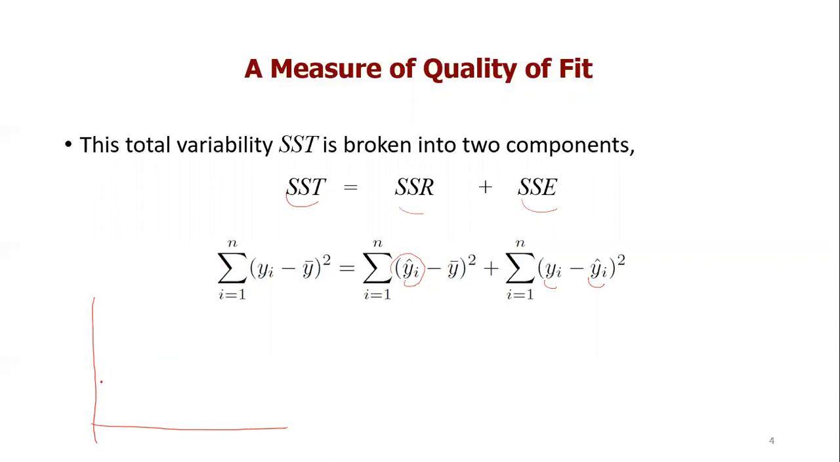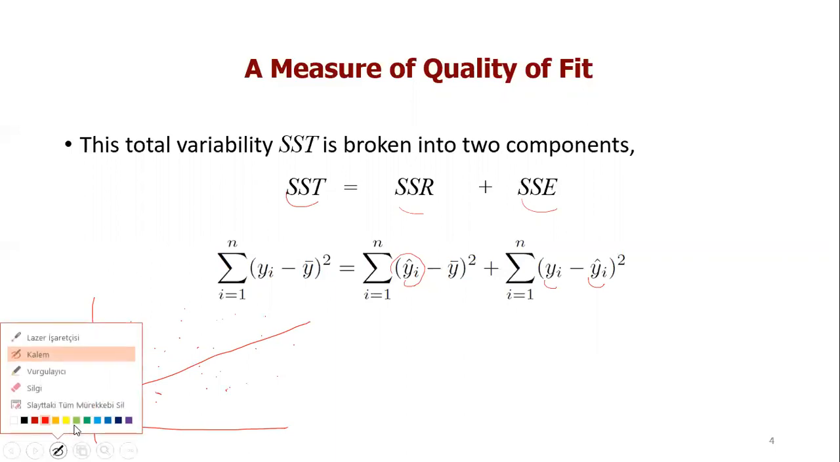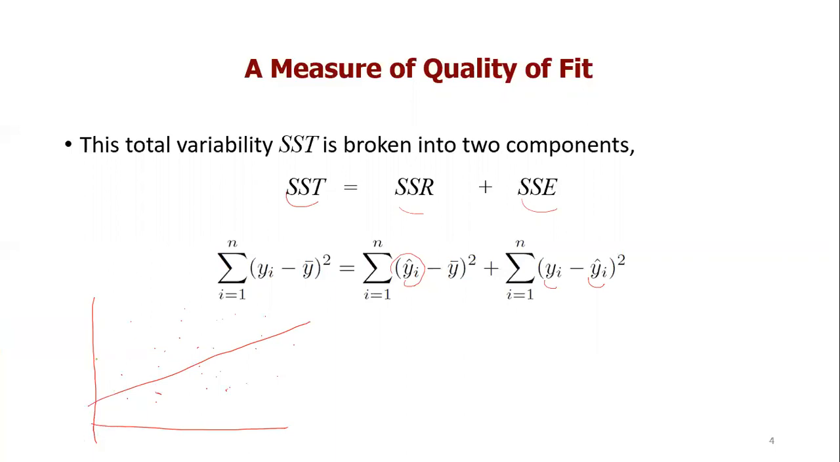So assume this is the regression line. So assume we have some data like this, right? And assume this is my y bar. This is my y bar, okay? And again, this is my y hat equal to b0 plus b1x, right?